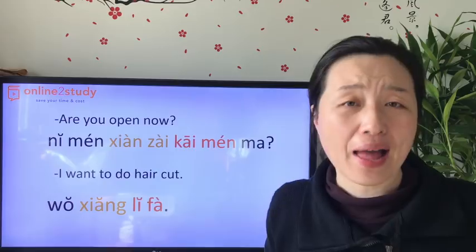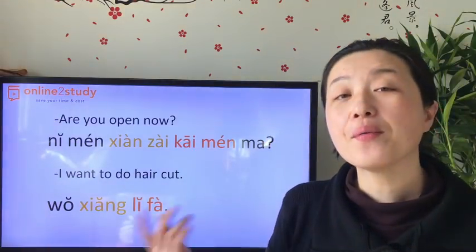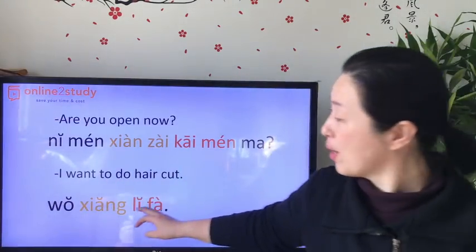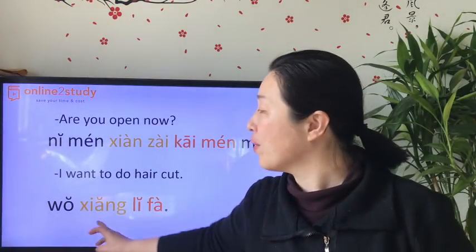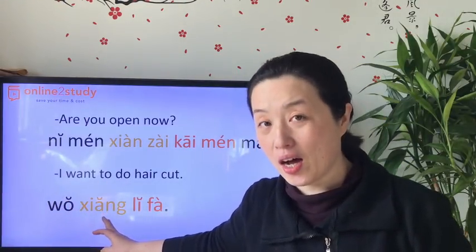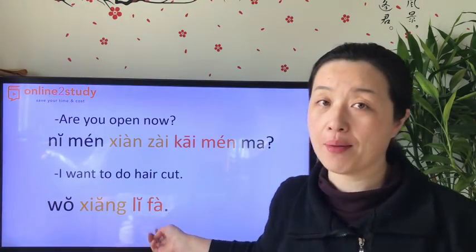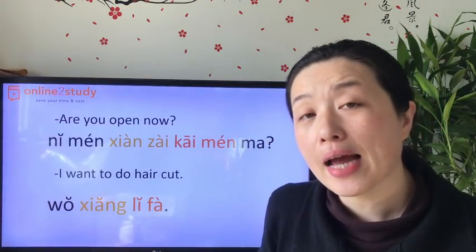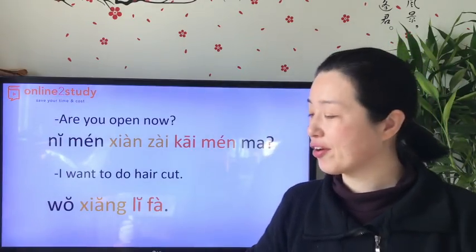And why do you ask them? Because I want to do a haircut. How to say? Wow, I want to do haircut is so long, but in Chinese it's so short, right? Haircut is 理发. So I want, 我想, we learned many times, 我想理发. Very easy, right? So I want to do haircut, 我想理发. Okay, let me combine these two sentences. 你们现在开门吗？我想理发. Yes, very good.